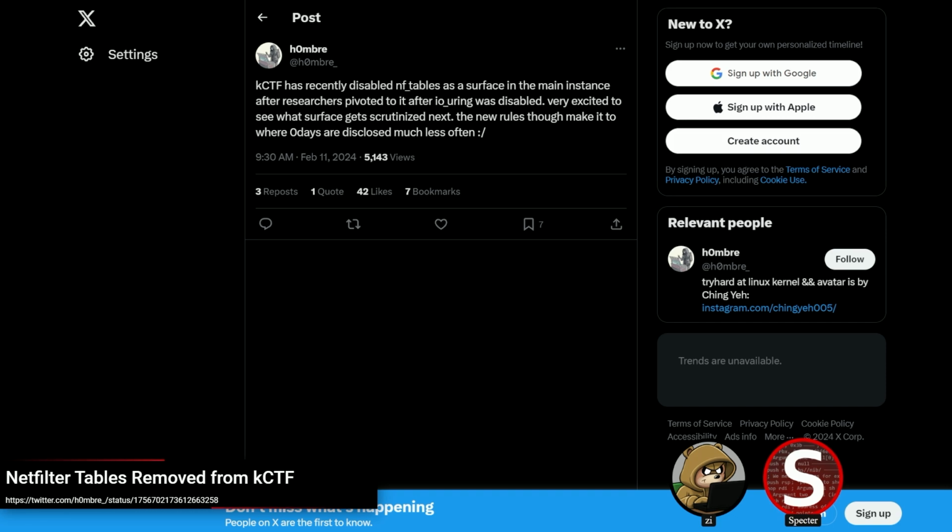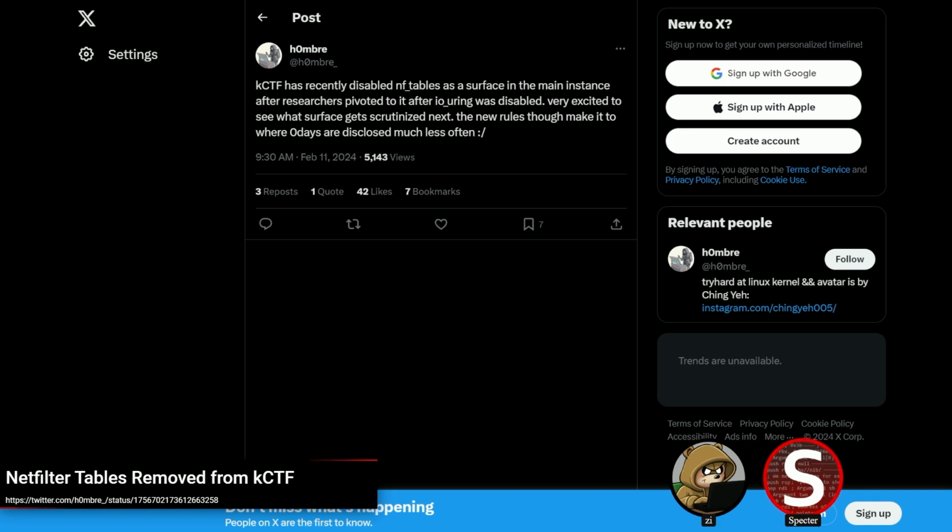So I think we've talked before about the fact that kCTF had disabled IOU ring in their instance, because there was literally one point where every submission to kCTF was an IOU ring issue, because security researchers are always going to go for the path of least resistance. And that's kind of continued on, because after they disabled IOU ring, they enabled Netfilter tables or NF tables, which may sound familiar to some of you, even if you're not in the Linux kernel space, because we've talked about a fair amount of issues in that subsystem as well.